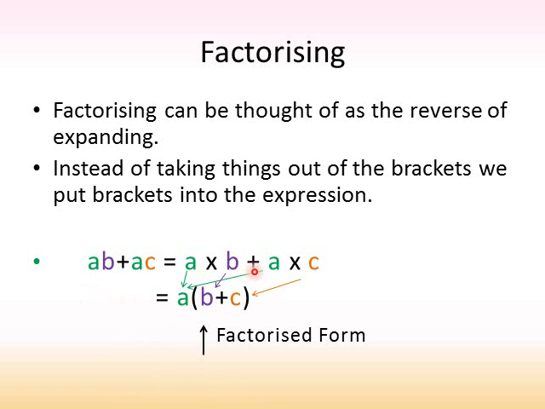When we write it out like this with the multiplication signs, we can see that there is an a on both sides of the addition sign. Therefore, it is a common factor. So we can take it out and put what is left, the b, the addition sign, and the c, in brackets. When it is written like this, we know that the a will still be multiplied by the b and the c, as by the rules of expanding. So this is the factorised form of this expression here.